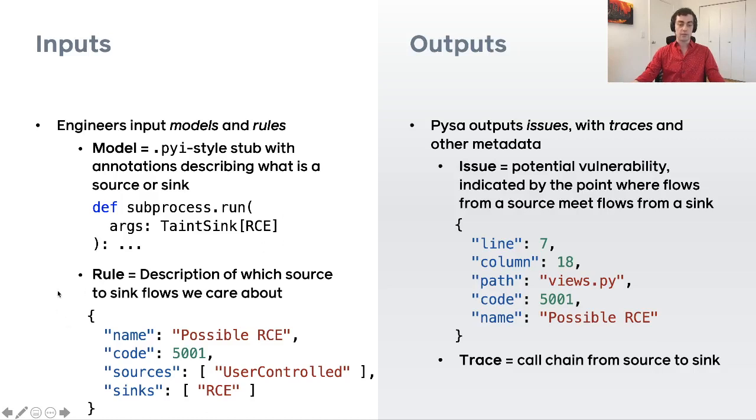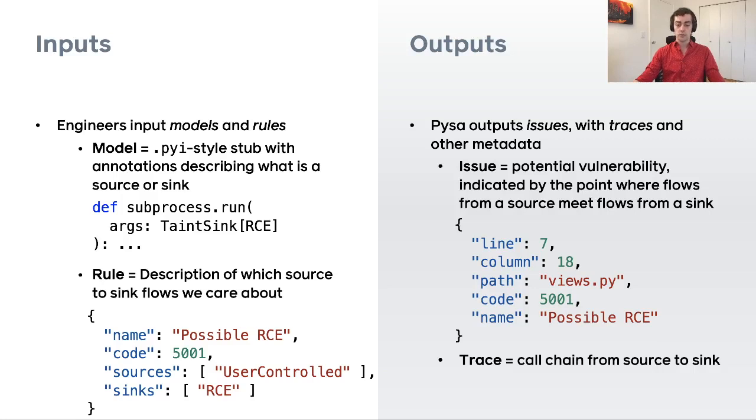Rules describe which sources and sinks we care about combining. So in this case, for our remote code execution detection, we want to know about user-controlled data flowing into remote code execution sinks. So when you give Pysa these two inputs, and of course your source code, Pysa is going to produce one main output, and that output is going to be issues. Issues are going to have lots of associated metadata with them, including traces, which are an important thing to help you debug and understand issues.